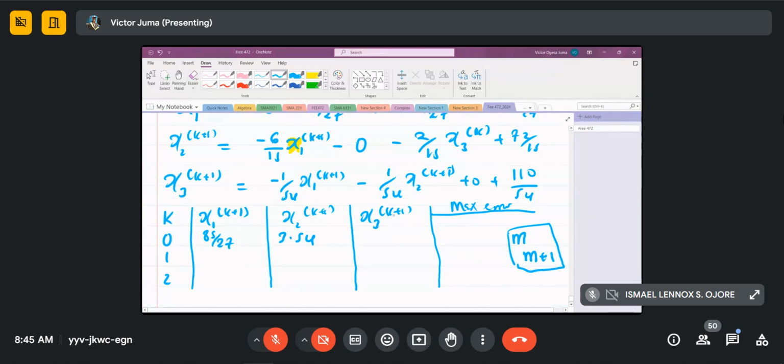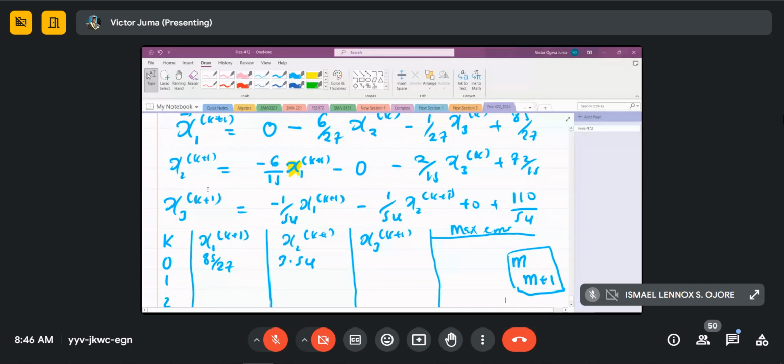The other one, remember, if we go to x3, we are now using the new x1 and new x2, and we get x3. So what is the third x?